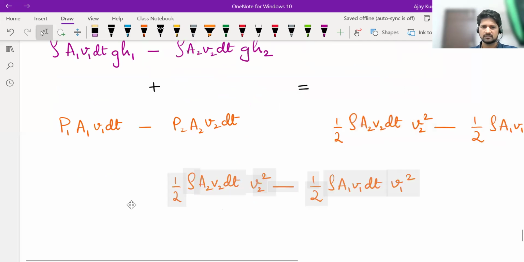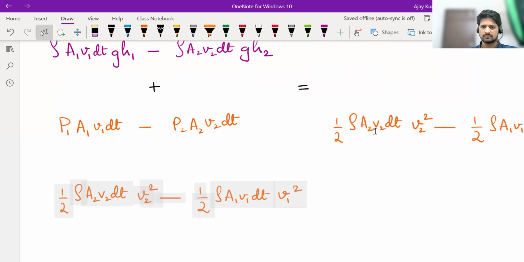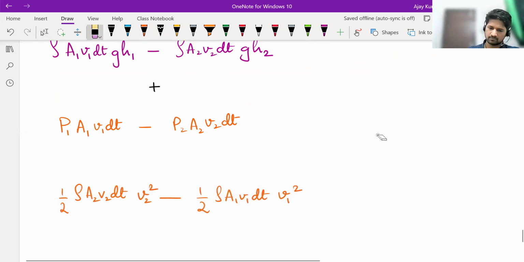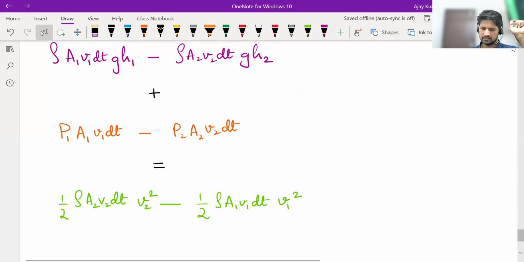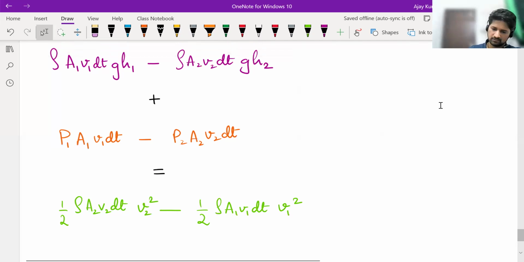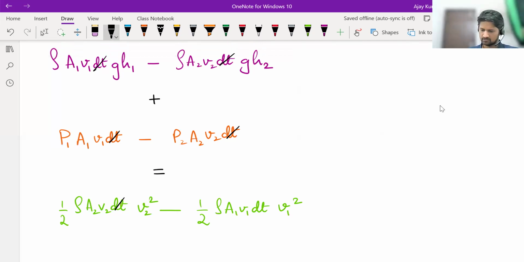Let me write it this way. Now, in all these terms, if you observe, dt will be common. It can be cancelled, on both sides of the equation you have dt. After simplification, it becomes a very easy equation. And we have considered ideal fluid. Ideal fluid is incompressible. Ideal fluid should obey the equation of continuity.